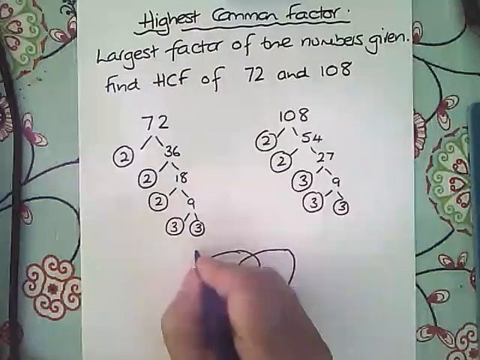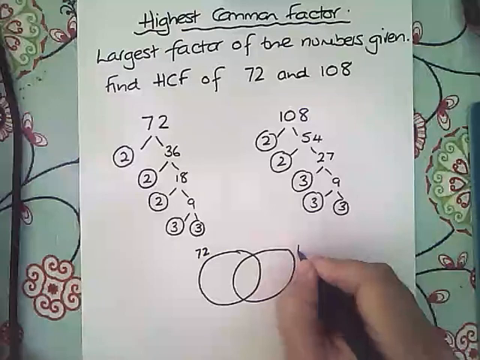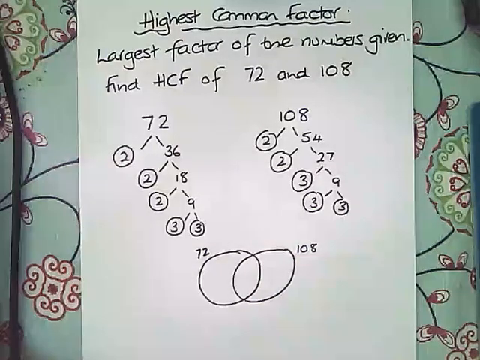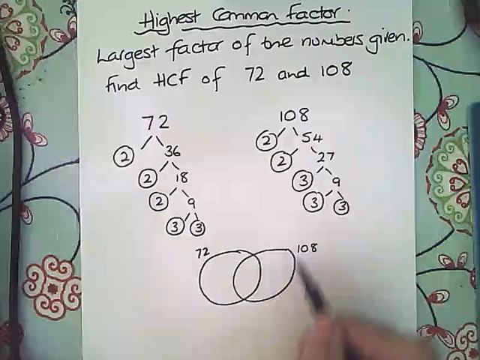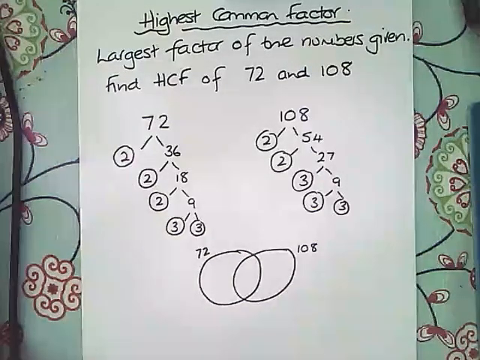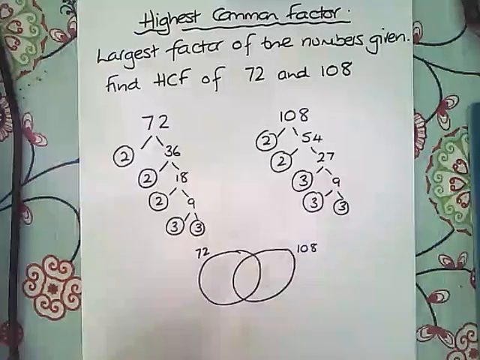This one is going to be for 72, and this one is going to be for 108. If you had 3 numbers you were finding the highest common factor of, you would draw a third circle, again interlocking, but we've just got 2 today. And we cross off the numbers that are in both of these factor trees.